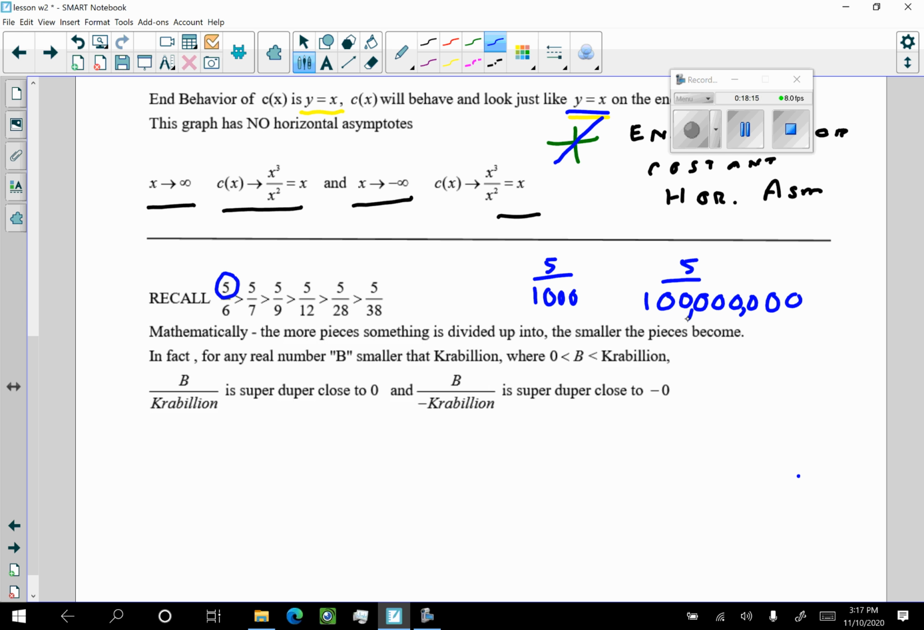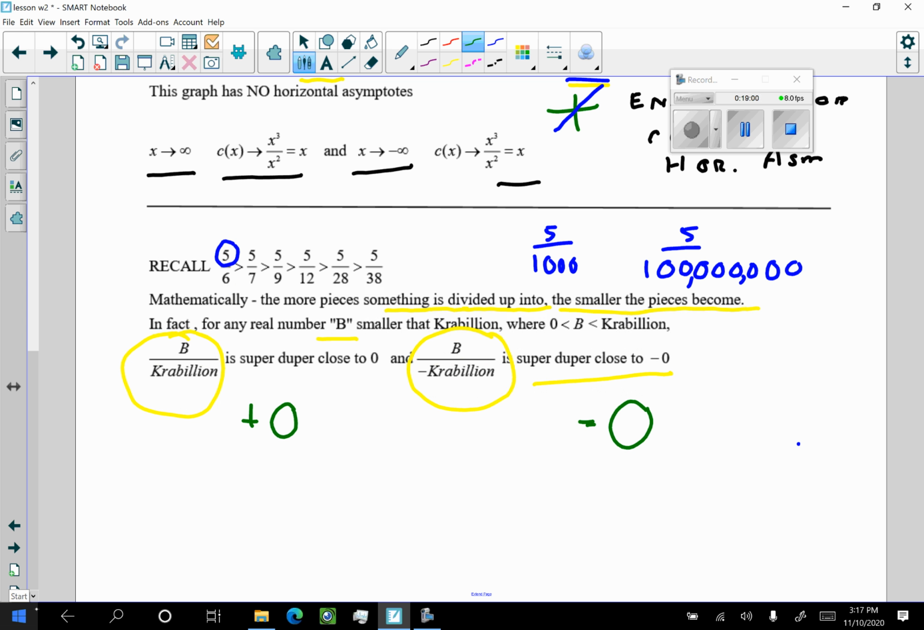And that's why, and this is a very important topic as well, the more pieces that you divide something into, the smaller the pieces become. In fact, for any real number B that is smaller than kerbillion, because kerbillion is the largest real number, B divided by kerbillion is super duper close to zero. B divided by negative kerbillion is close to negative zero. So guess what we have, ladies and gentlemen? We have positive zero and we have negative zero. This is going to be a topic that's hard to wrap your head around at first, but eventually you'll be able to.